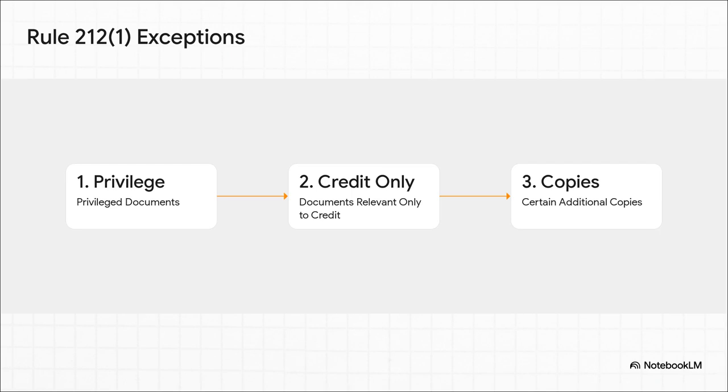Number 1, privileged documents. Number 2, documents that are only relevant to someone's credit, basically their credibility. And number 3, extra copies of documents you've already disclosed as long as they don't have any new notes on them. Now, for today, we're going to focus on the heavyweight champion of exceptions, privilege.